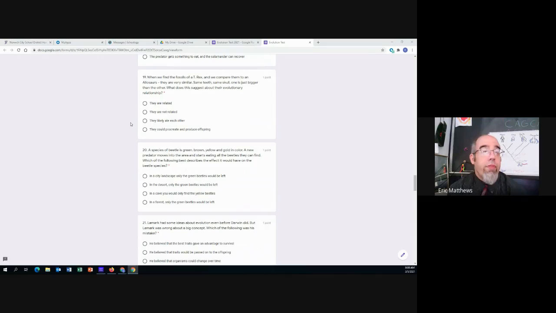Number 19. When we find fossils of T-Rex and we compare them to Allosaurus, they're very similar. Same teeth, same skull, one is just bigger. What does this suggest about their evolutionary relationship? So the fact that a T-Rex and an Allosaurus, their bones are very, very similar.